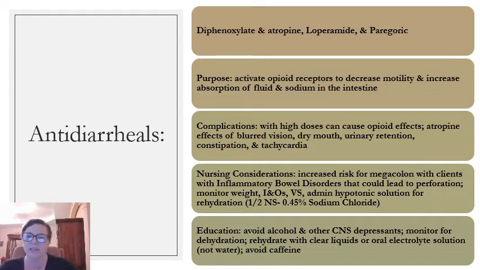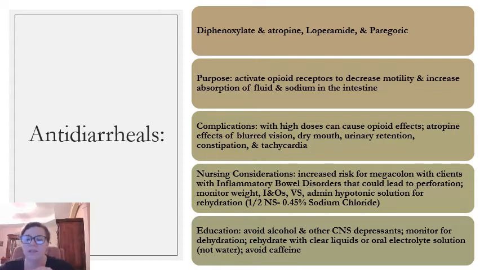Complications with high doses, they can cause opioid effects though, and atropine can cause blurred vision, dry mouth, urinary retention, constipation, tachycardia. So that's like those anticholinergic effects. So we really need to watch out for those complications there. Nursing considerations, they're at increased risk for megacolon. So this is a pretty bad condition. Clients with inflammatory bowel disease disorders are at more risk for this and it could lead to perforation.